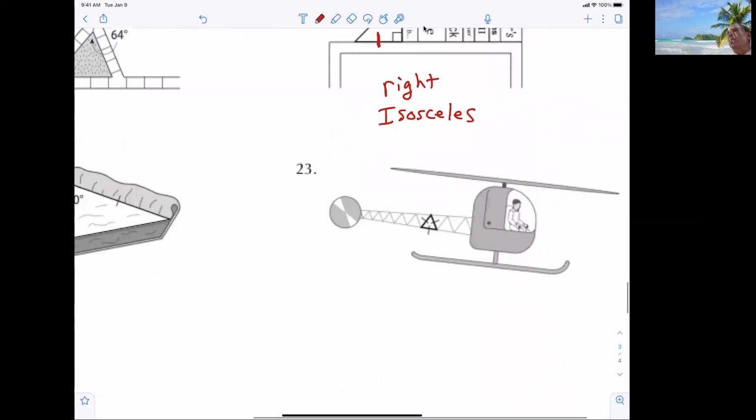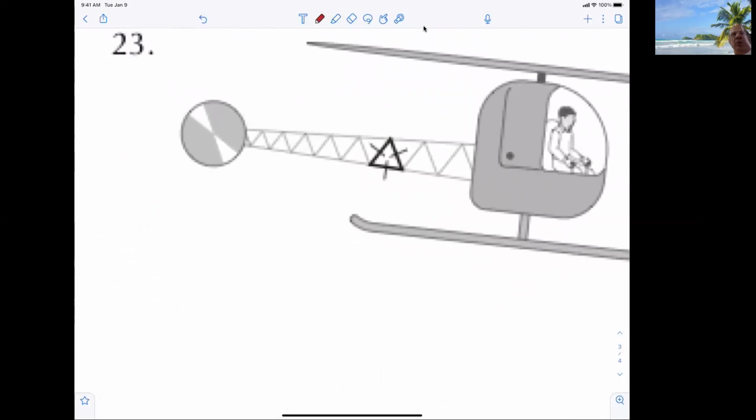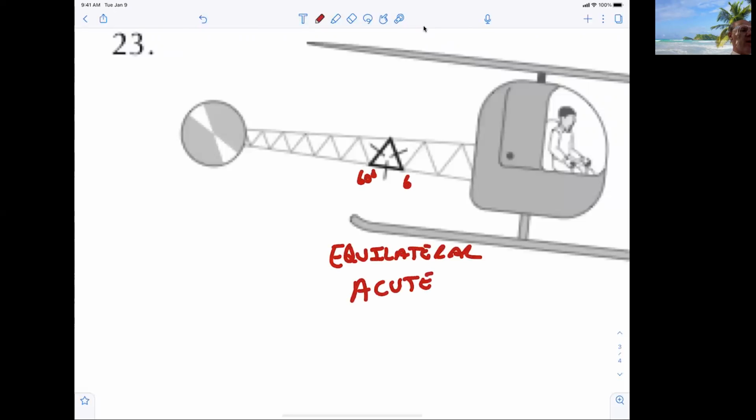All right, 23. Oh, yeah. Zeb, thank you. Volunteered. What are we at, Zeb, on number 23? See that small little triangle? What's that small triangle called? Equilateral. Yes, that is correct. Equilateral and acute. All angles of that little triangle are 60 degrees.